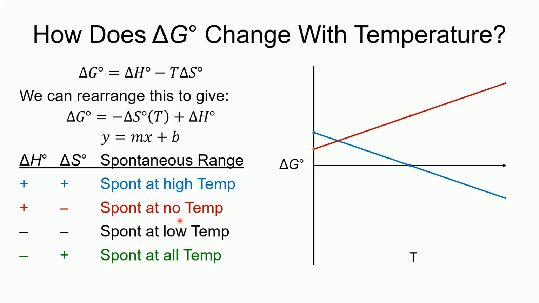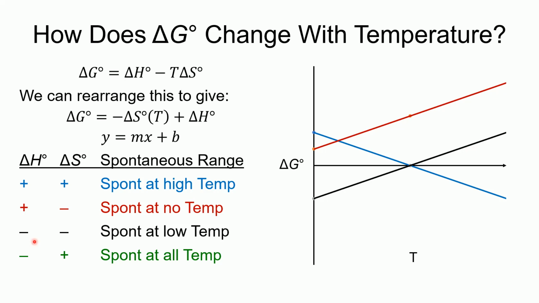And so that will look like this. So for our black line here, it will be spontaneous at any temperature starting from absolute zero up to this point. At any temperature that's below that point, it should be spontaneous in the forward direction because delta G is less than zero. Once you get above that temperature, the reaction will not be spontaneous in the forward direction, and in fact will be spontaneous in the reverse direction.